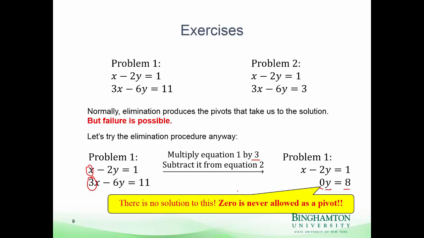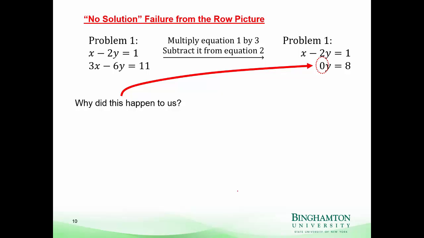So keep your eye out for pivots that are 0. It will be a key to tell you that something is up with the equation. There's some issue that needs to be addressed. So let's look at this no solution failure from the row picture scenario. So for problem number 1, we said that our first step in elimination is to multiply by 3 and then subtract that equation from 2. We get something that looks like this.